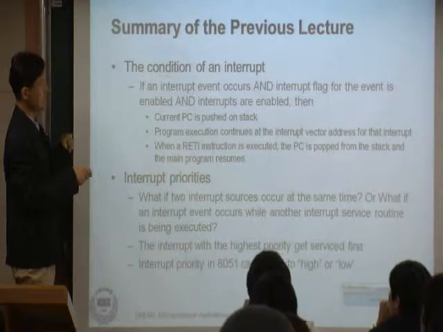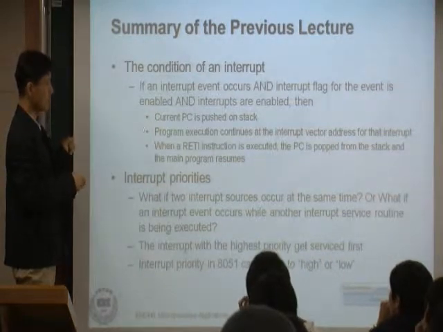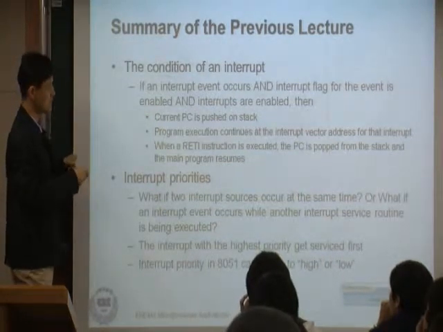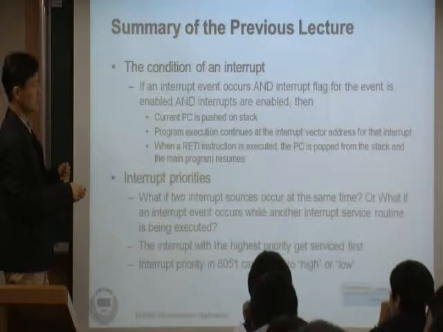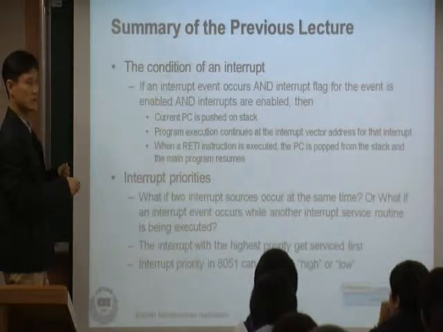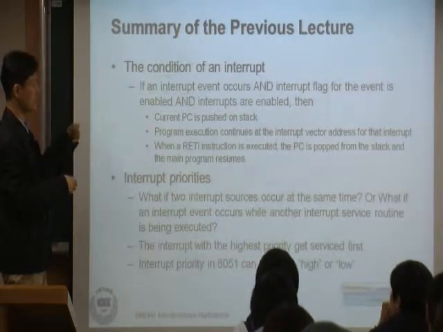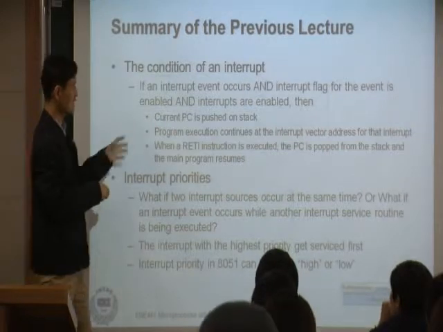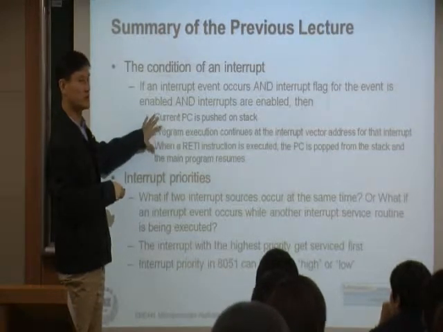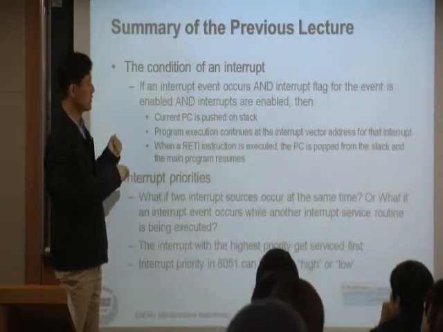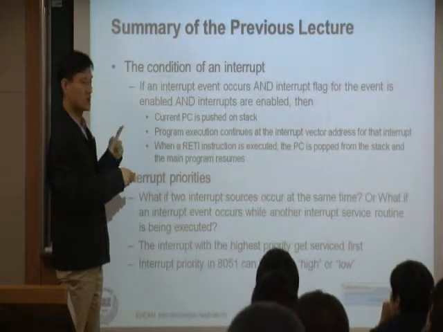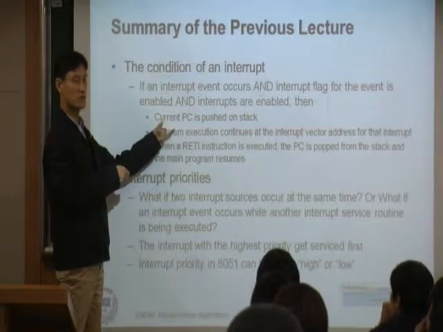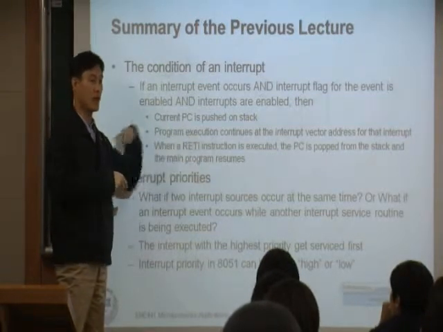When an interrupt happens, these are the operations that are going to be done. First, your current program counter will be pushed to the stack. Why do we do this? Actually, the hardware does this. We don't have to do this, but we need to understand what happened in the hardware. So the microprocessor will push the program counter value onto the stack. That's the first thing to do. Why do we do this?